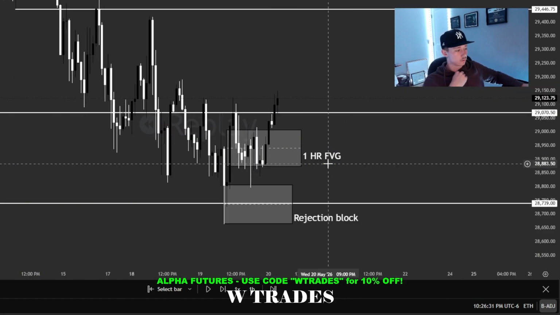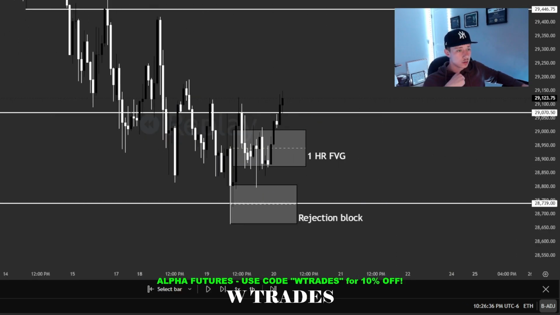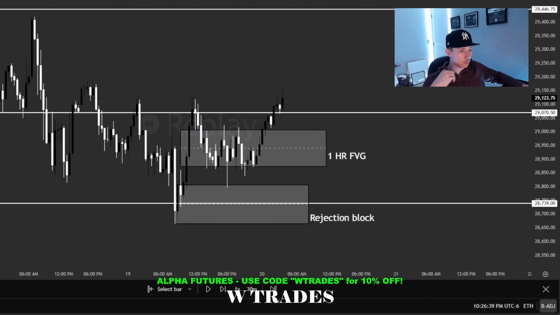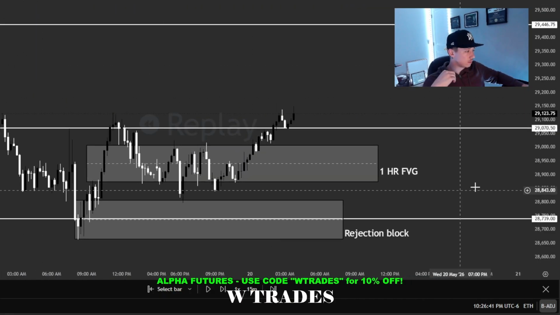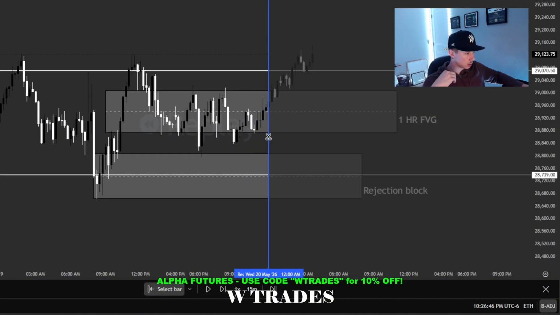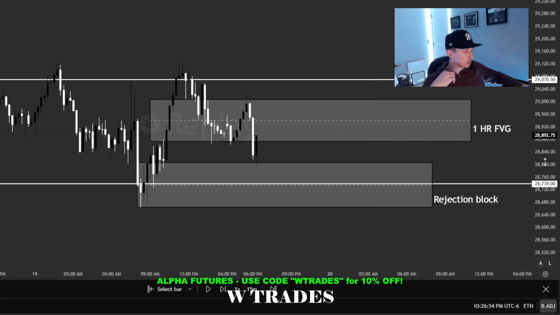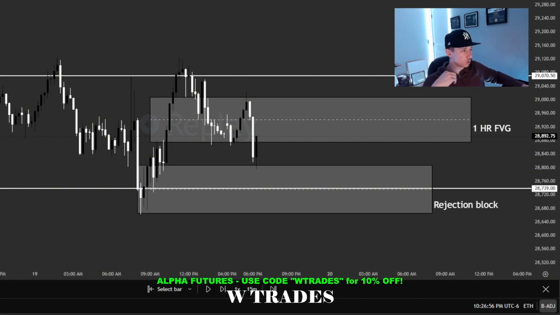Okay, boom, we have our 1 hour fair value gap, rejection block, and liquidity sweep from this low. All we're going to do now is scale down to the lower time frame, and we're going to be looking for some sort of 15-minute or 5-minute continuation trend. If I bring this back a bit more here, as you can tell, we got a little bit of accumulation over on the 15-minute time frame. So a bit of accumulation, and we got this manipulation right here, which broke out of this structure, but actually manipulated into this rejection block.